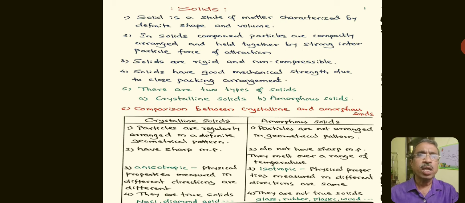In solids, atoms are very close to each other. In case of liquids, they are slightly away from each other. In case of gases, they are still further away from each other. And in case of plasma, it is an ionic state. Among these four states of matter, let us study in detail the topic, the solids.